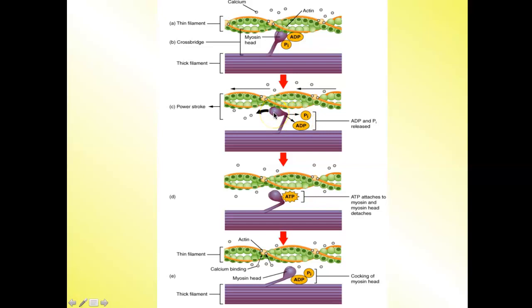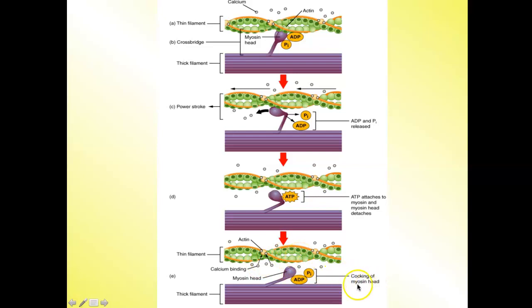After a power stroke is done, ATP is required to kick it back into the starting position, right? So ATP attaches to myosin, and the myosin head detaches. If you don't have any energy, if there's no ATP, then the myosin head kind of stays attached to actin and it doesn't move anymore. But if you do have ATP, the myosin head detaches and then it can go back in its original position and then do another power stroke.